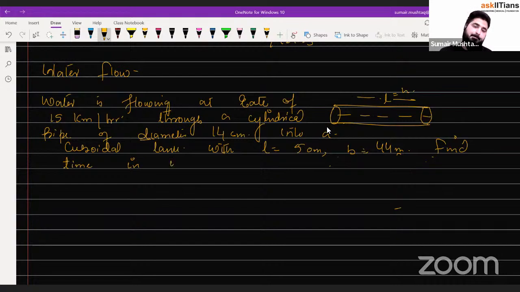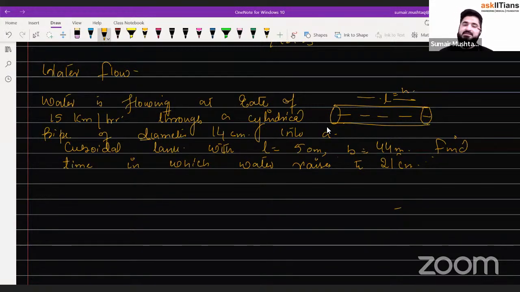in which water raises to 21 centimeter. See, remember, what is to be given here? What's to be given here?